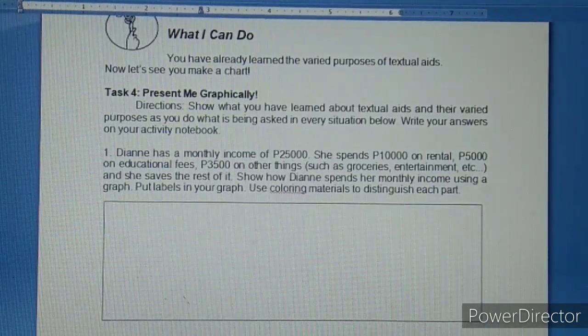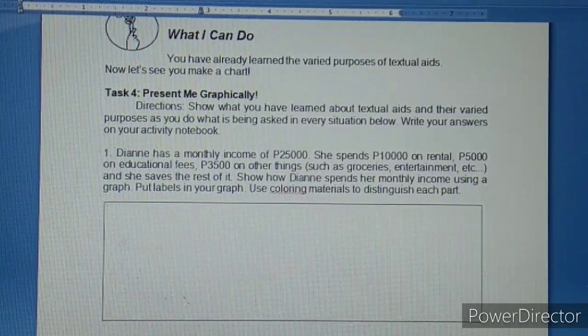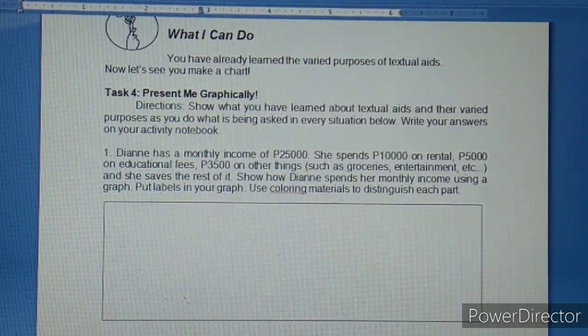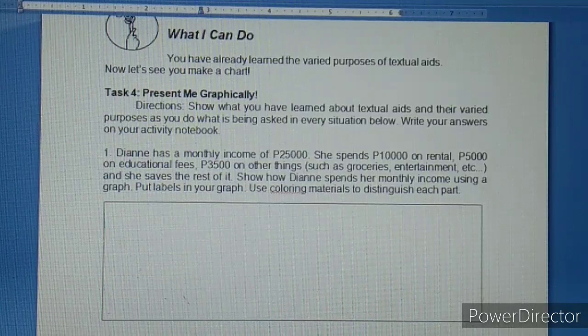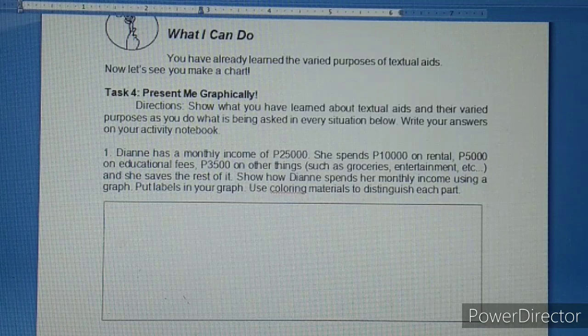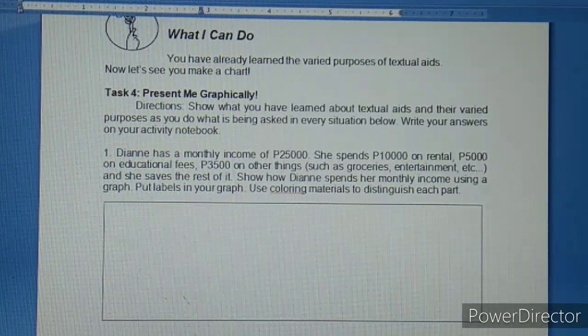Now let's move on to task 4 of this lesson. You have already learned the varied purposes of textual aids. Now let's see you make a chart. Present graphically the directions. Show what you have learned about textual aids and their varied purposes as you do what is being asked in every situation below. Write your answers in your answer sheet.